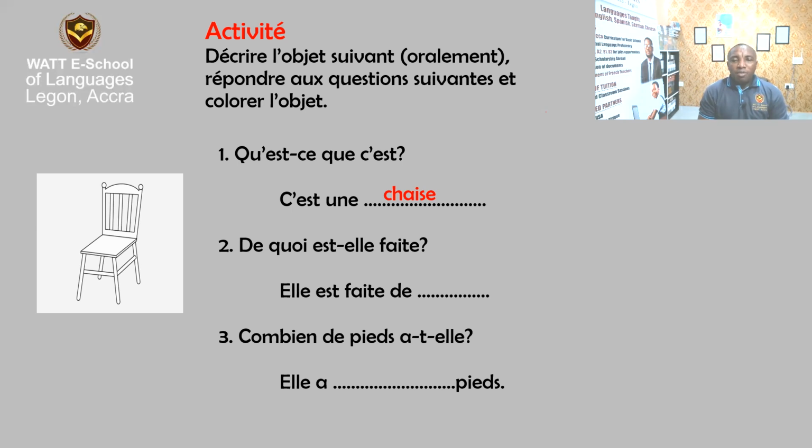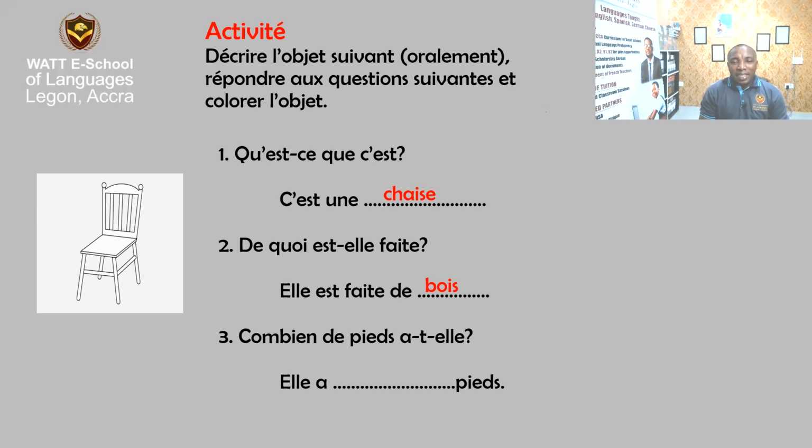De quoi est-elle faite? What is it made of? Elle est faite de bois. It's the same thing. Elle est faite de bois. It is made up of wood.